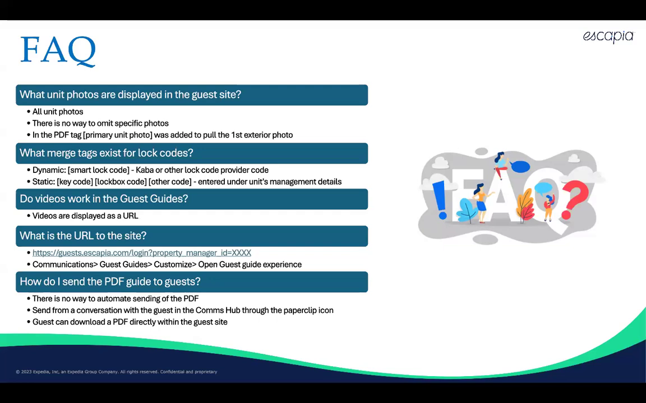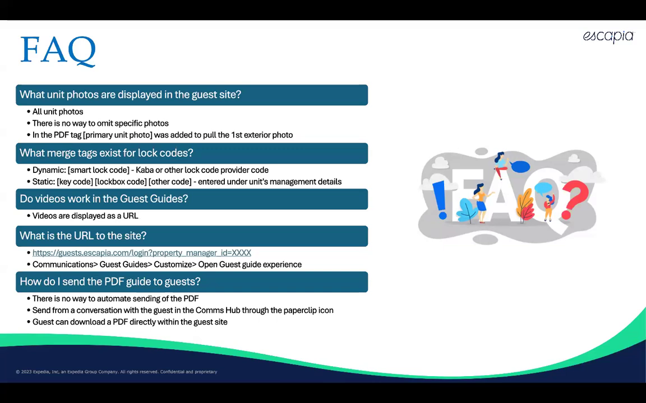What is the URL to the site? Specific URLs for each Escapia client follow this format of guests.escapia.com/login?property_manager_id=, and where you see the 4 X's here, you would input your 4-digit Escapia ID. You can also access this again by going to Communications, Guest Guides, Customize, and then Open Guest Guide Experience.